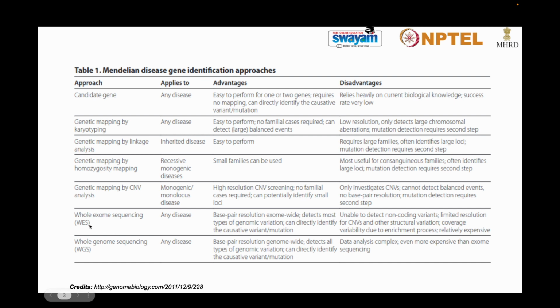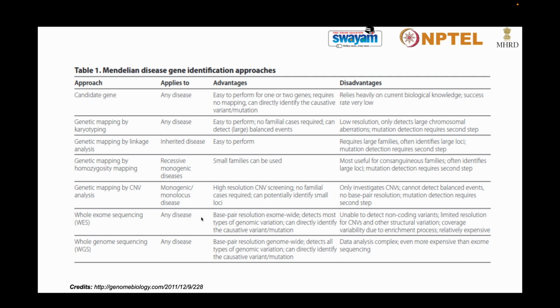Then came another method, that is whole exome sequencing. As the name suggests, exome is a word made up of exon plus ome. Ome means when you study something as a whole, and exon refers to the entire exonic content present at a particular point of time in the human being. That is known as the exome. So in this, you sequence the whole exons, and here they are talking about the exons that code for the protein.